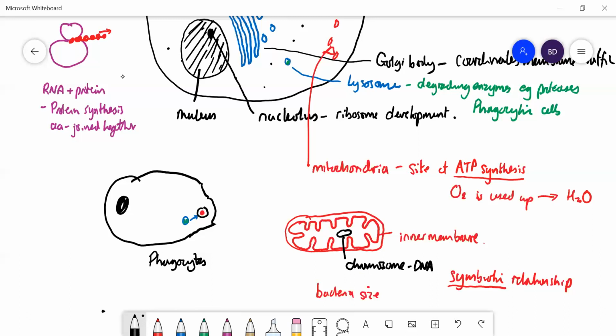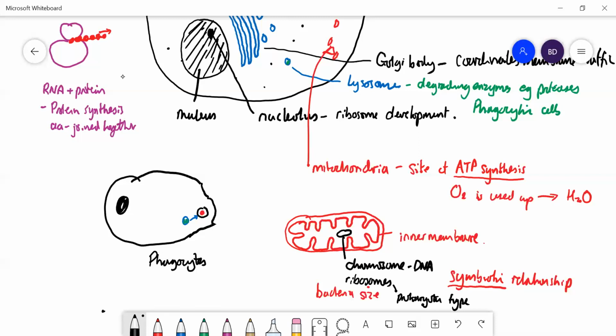Another piece of evidence is that mitochondria also contain ribosomes for protein synthesis. Ribosomes in prokaryotic and eukaryotic cells are different, and these are the prokaryotic types. They're a bit smaller than the eukaryotic ones. So again, it's pretty clear that mitochondria have come from that symbiotic relationship.